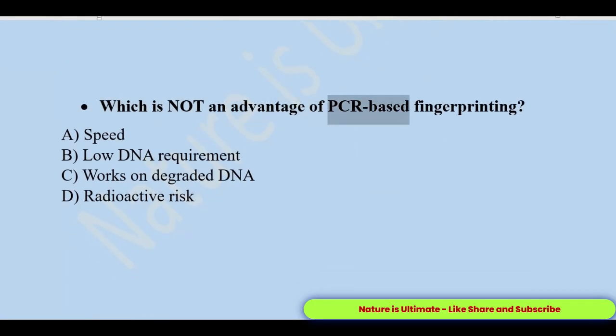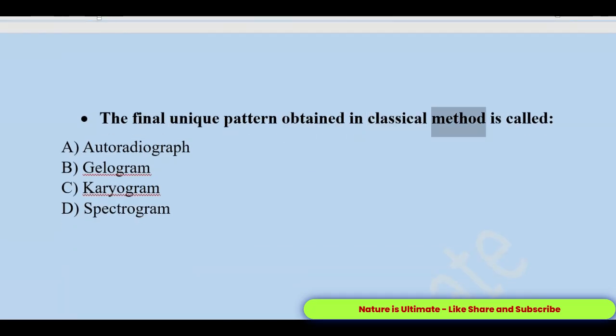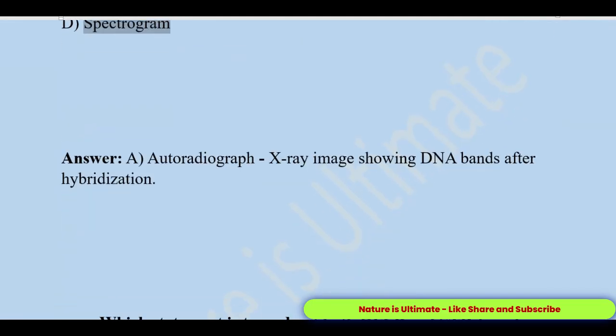Which is not an advantage of PCR-based fingerprinting? A. Speed. B. Low DNA requirement. C. Works on degraded DNA. D. Radioactive risk. Answer, D. Radioactive risk. Modern methods are non-radioactive, hence safer. The final unique pattern obtained in classical method is called A. Autoradiograph. B. Kilogram. C. Karyogram. D. Spectrogram. Answer, A. Autoradiograph. X-ray image showing DNA bands after hybridization.